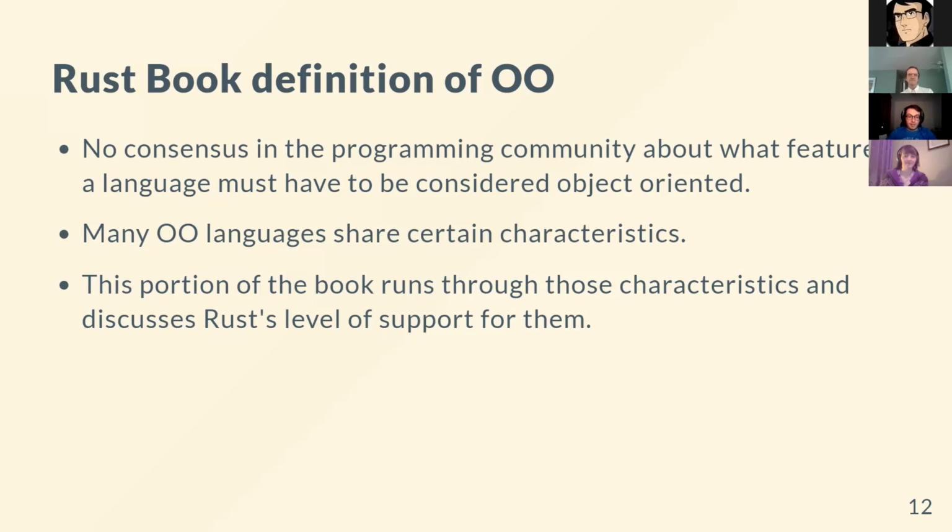So the Rust book says that there's no consensus in the programming community about what features a language must have to be considered object-oriented. I think that's a bit harsh personally. I think there is some consensus because there are lots of shared characteristics between people's definitions. And indeed, you can see that in the fact that many OO languages actually share quite a lot of characteristics. But the book goes on to run through what it feels are the 4 most high level, most important characteristics of OO and briefly discusses Rust's level of support for them.